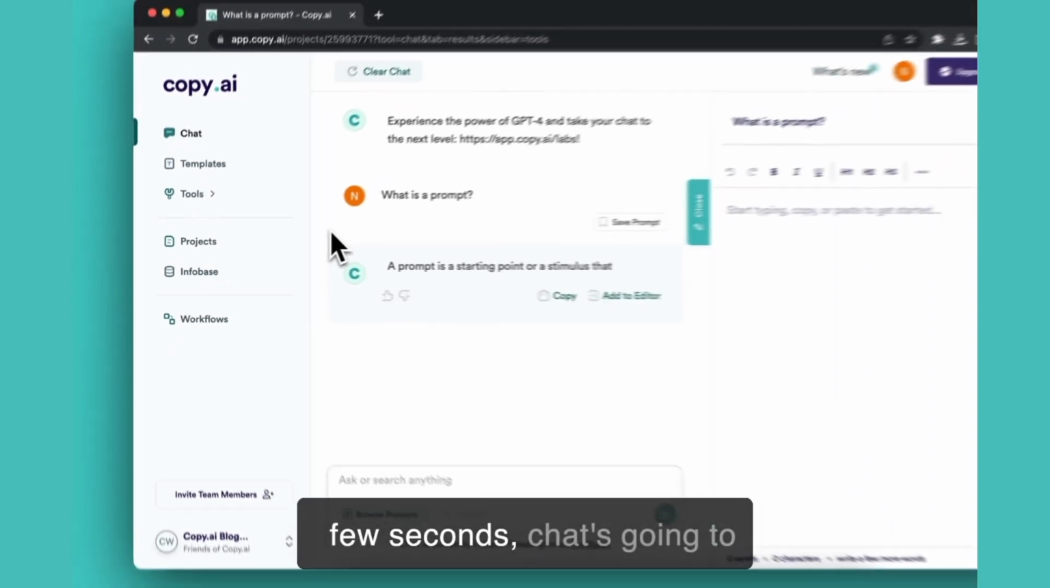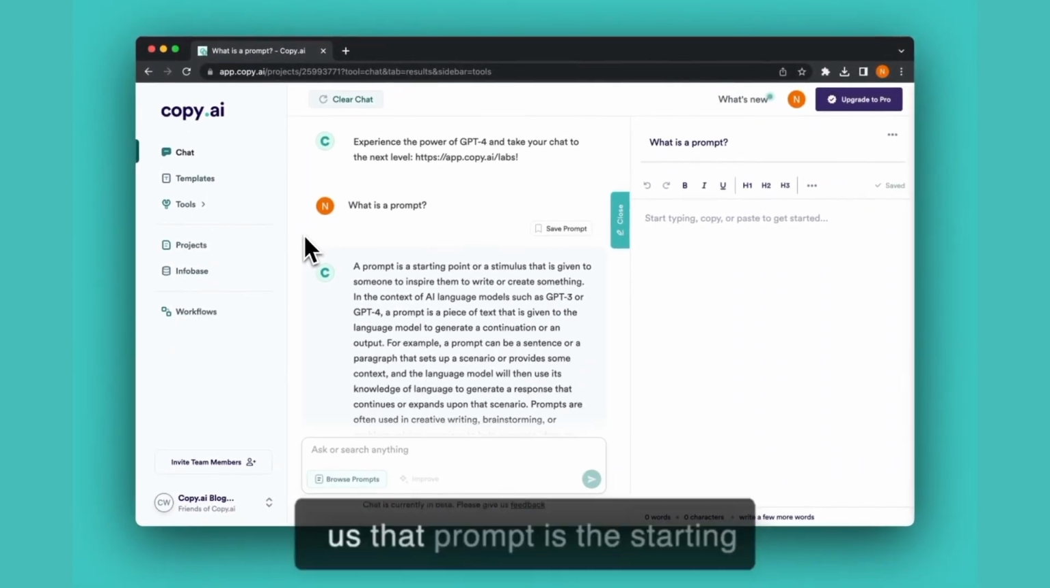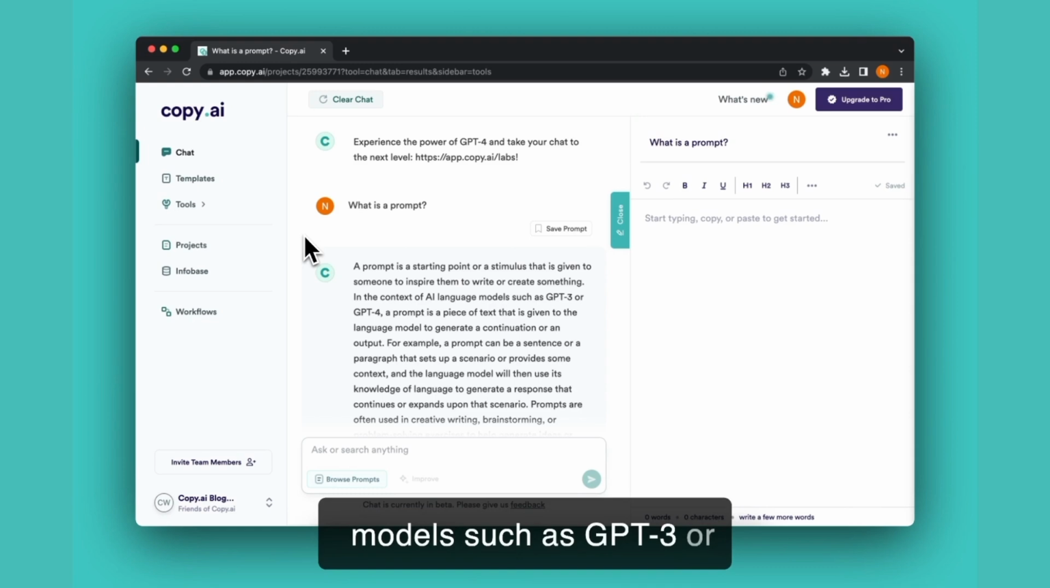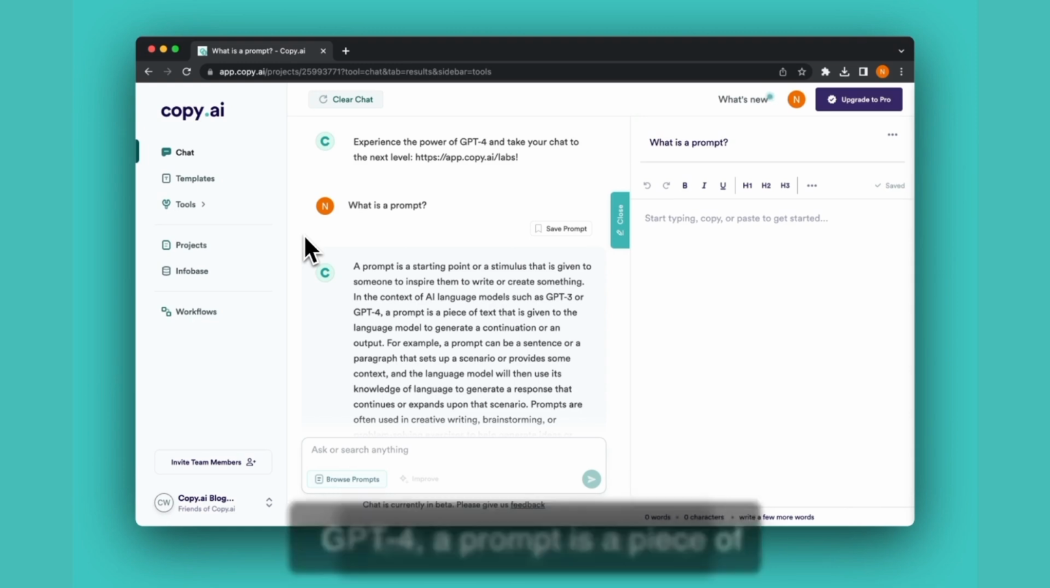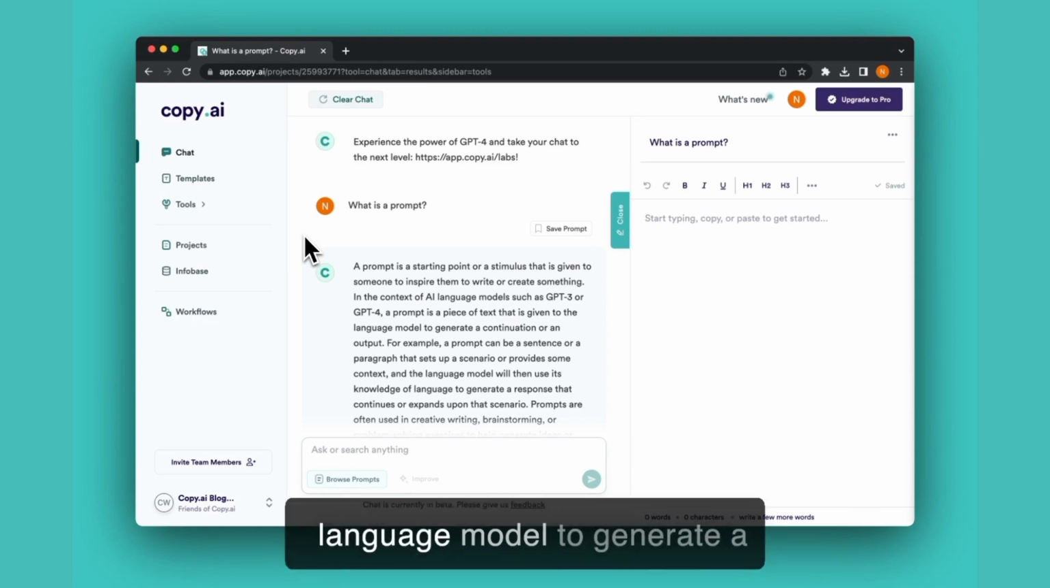After a few seconds, chat's going to take that question, and it tells us that a prompt is a starting point or stimulus that is given to someone to inspire them to write or create something. In the context of AI language models such as GPT-3 or GPT-4, a prompt is a piece of text that is given to the language model to generate a continuation or an output. Now, this is a little vague, but you'll notice it's because our initial prompt was vague.